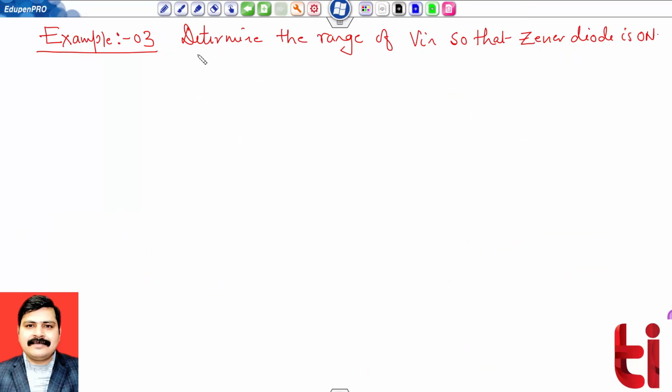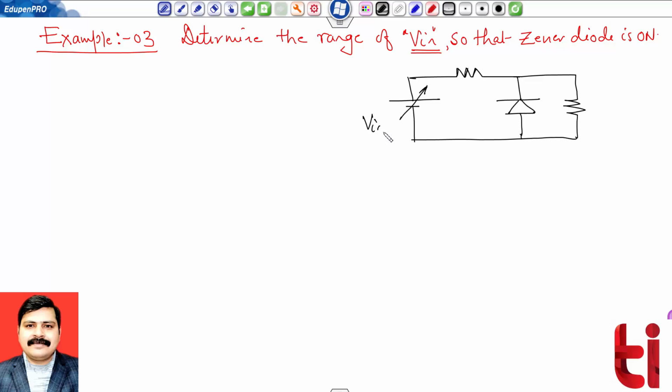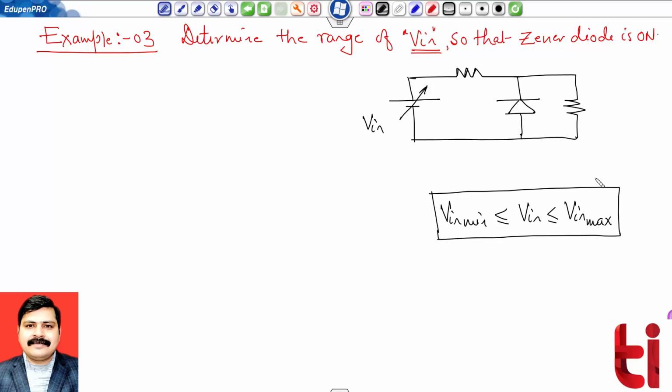So in example 3, we have to determine the range of input voltage Vin so that the Zener diode is on, and the remaining data is given in the circuit diagram. We have to determine this Vin min to Vin max so that I can achieve the output voltage which will be equivalent to this Zener diode voltage.